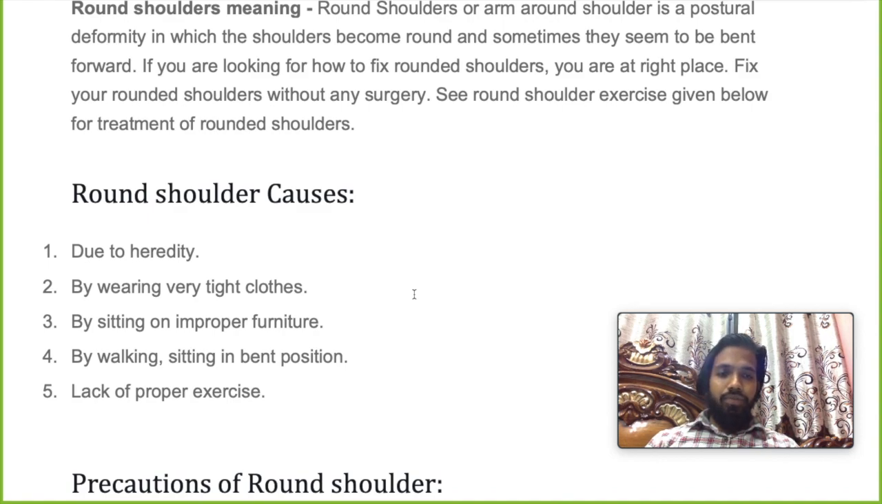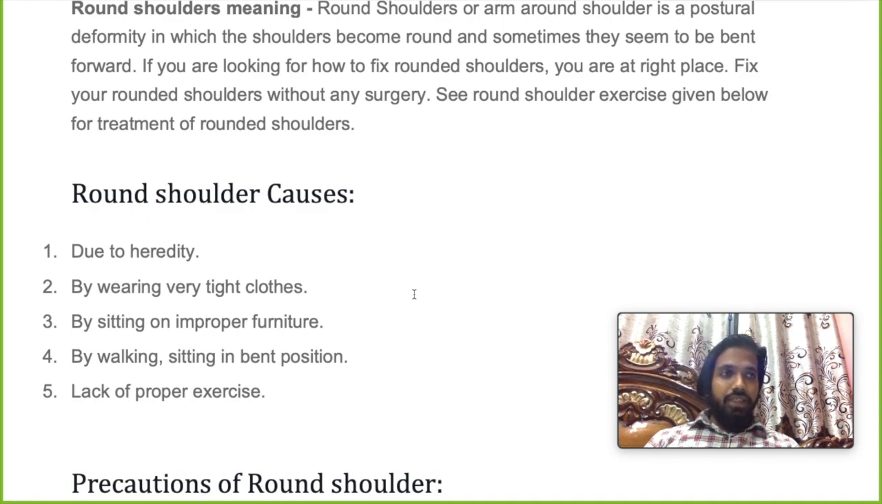It can come to you from your forefathers through heredity, or if you're wearing very tight clothes, mind it. Because of the fashion and the common trend going on, we wear tight clothes, we don't wear comfortable clothes. So in the long term, this gets onto our nerves, and round shoulders can happen to us if we wear very tight clothes. So I will suggest you wear comfortable clothes rather than tight ones.